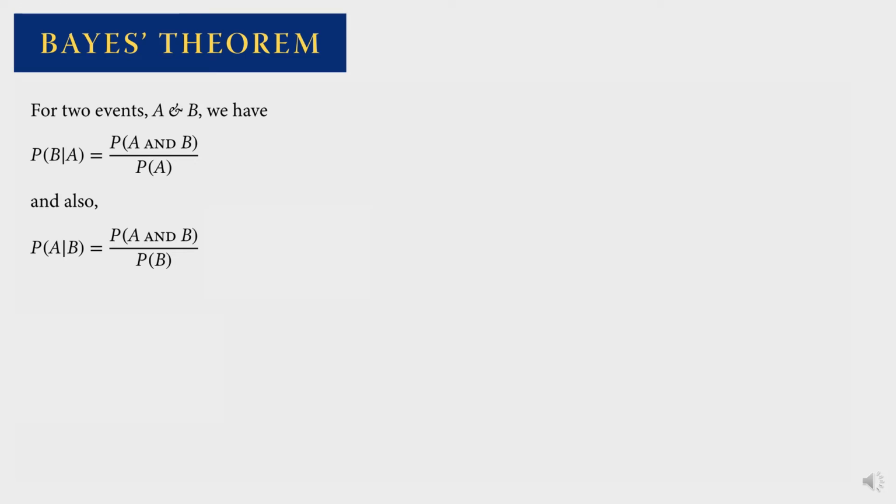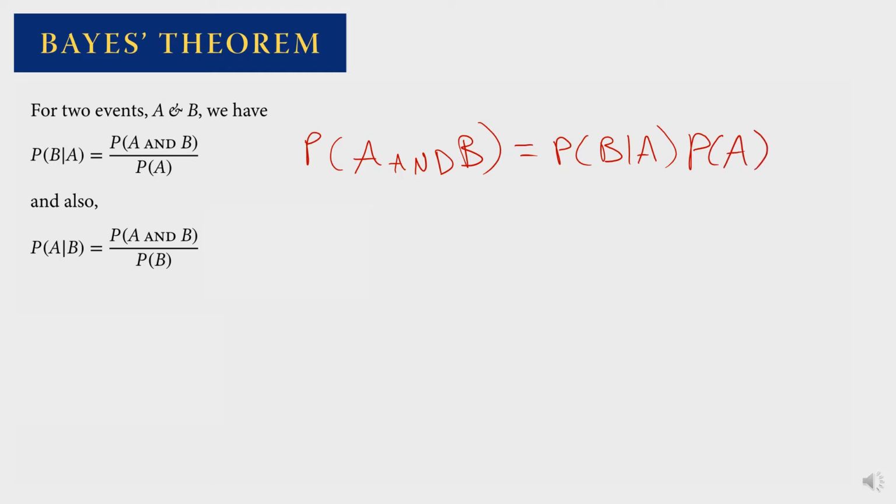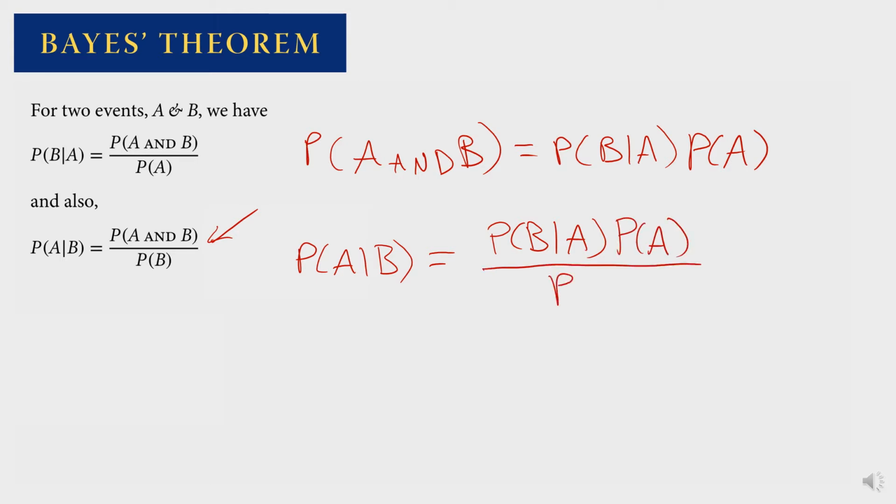Here, I've written probability of B given A and the probability of A given B. For this first one, I can multiply both sides by the probability of A, and this will give me probability of A and B equals probability of B given A times the probability of A. If I substitute this into this one, I will get probability of A given B equals the probability of B given A times the probability of A divided by the probability of B.